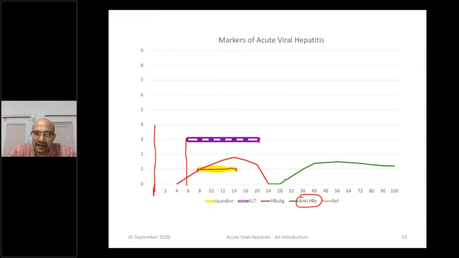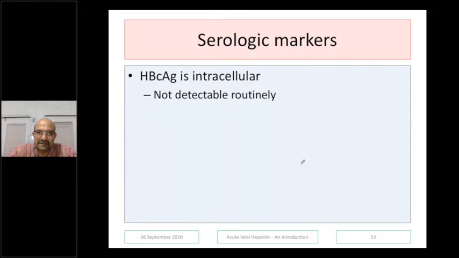These anti-HBs antibodies start to rise further. So I hope you are clear about HBs antigen and anti-HBs antibodies. At this time, the person is infected, whereas at this time, when the anti-HBs antibodies have started appearing, the person has recovered and become immune to hepatitis B. Let's see the next markers.